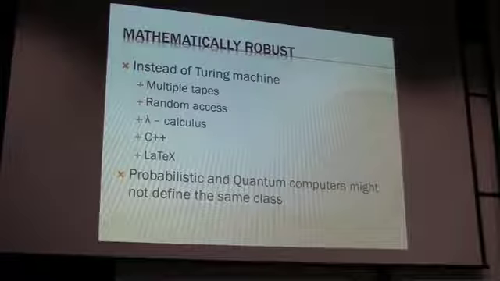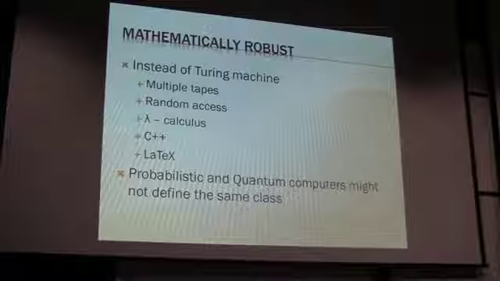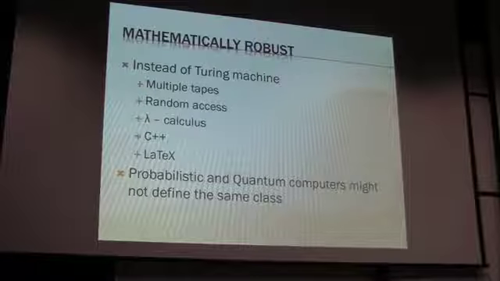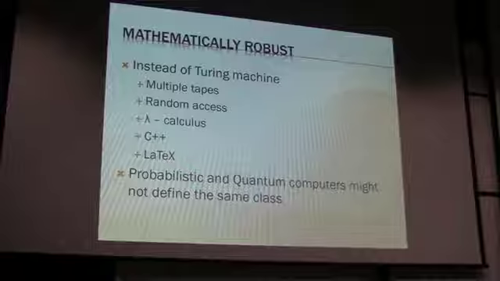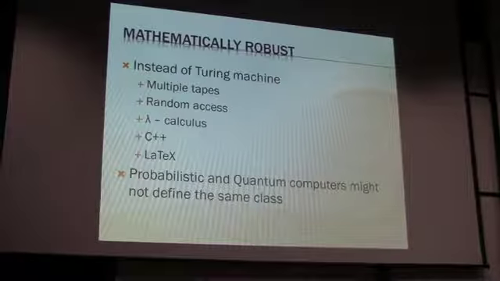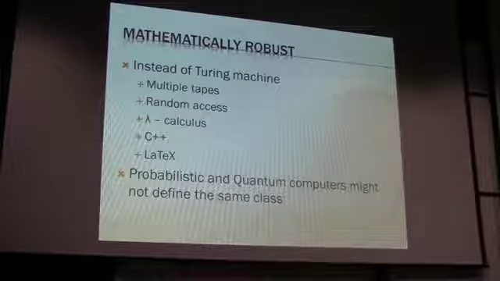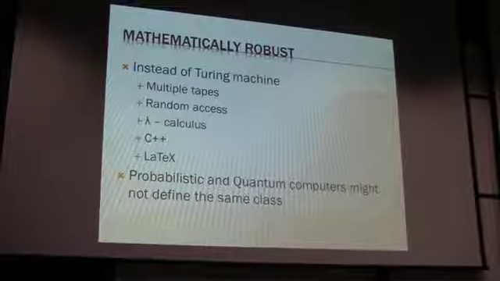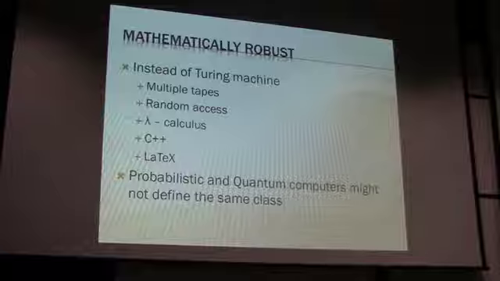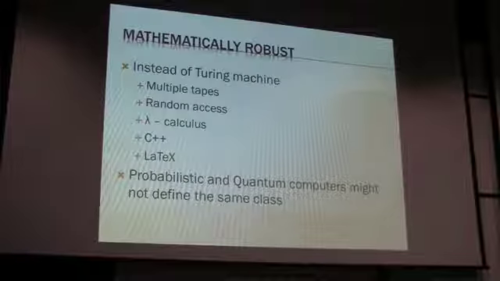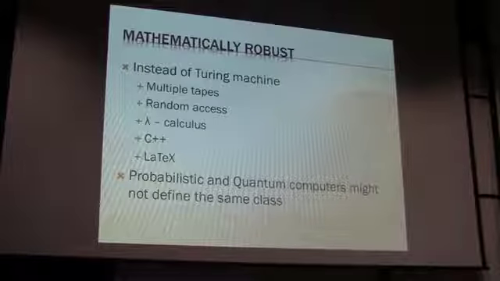I just want to add a caveat: if you start allowing your machine to flip coins or use quantum mechanics, then you might not get the same classes. The P versus NP problem doesn't directly talk about probabilistic or quantum machines, but for all the standard computing models that we actually use, it's really robust.